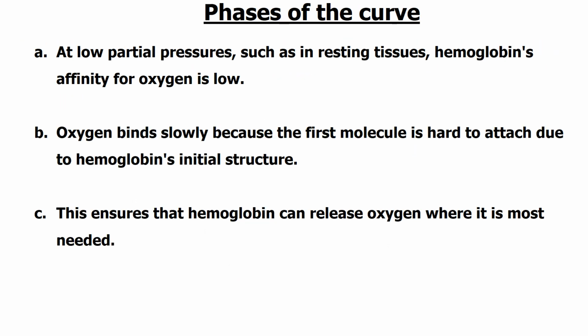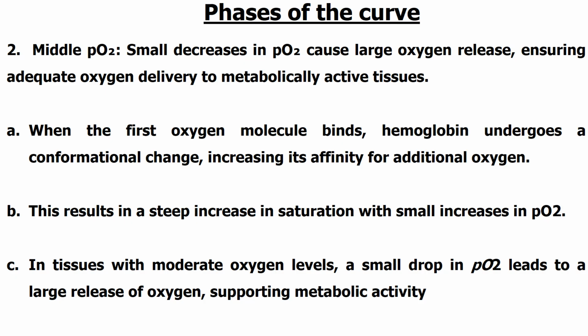Let's do a little bit of explanation on the phases of the curve. At low partial pressure, such as in resting tissues, hemoglobin affinity for oxygen is low. Oxygen binds slowly because the first molecule is hard to attach due to hemoglobin's initial structure. This ensures that hemoglobin can release oxygen where it is most needed. In the median partial pressure or the median section, a small decrease in partial pressure of oxygen causes large oxygen release, ensuring adequate oxygen delivery to metabolically active tissues.